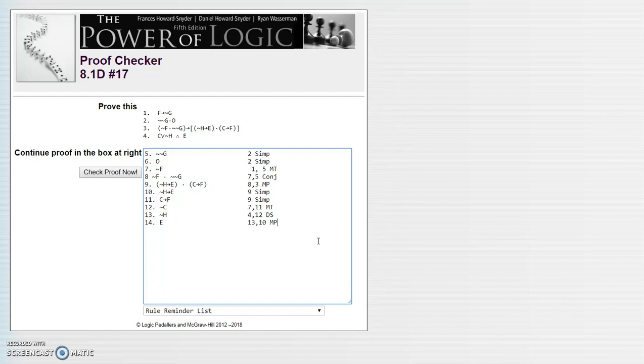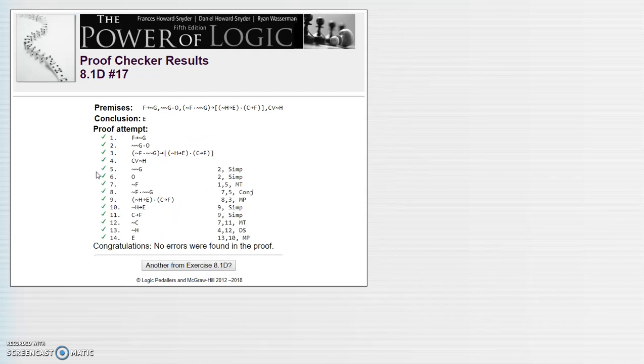And if you look down this, I think you'll see that we've got it all. And let's try checking the proof and see what we've got. We've got it all right. So that is how you do it.